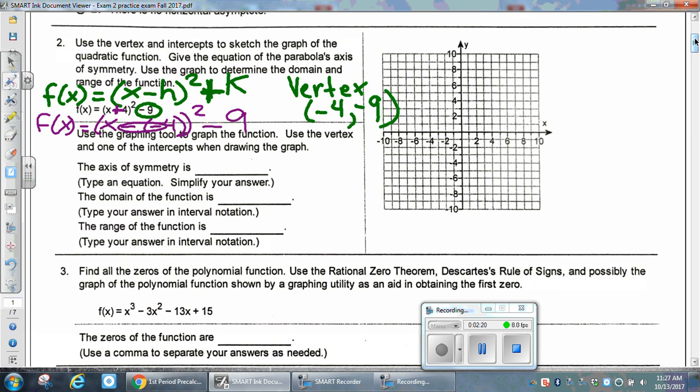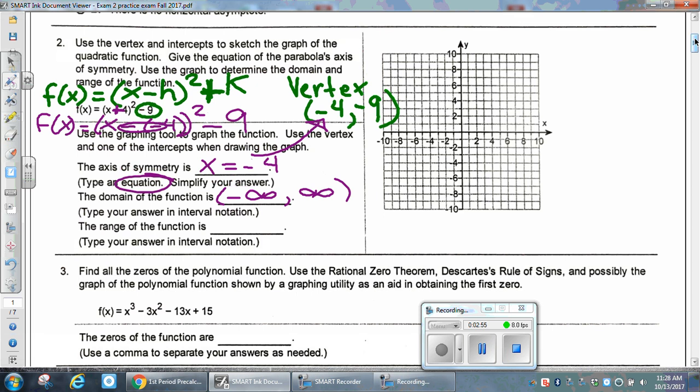Okay? And so the axis of symmetry is going to be a vertical line, so you have to use an equation. If you just put the number, it's going to count it wrong. And I don't care. I'm not going to go back and change your grade. Type an equation, so that will be x equals, and it comes from the x-coordinate of the vertex, so -4. The domain of the function, we're talking about quadratic, is all real numbers. The range of the function, so let's locate the vertex first.